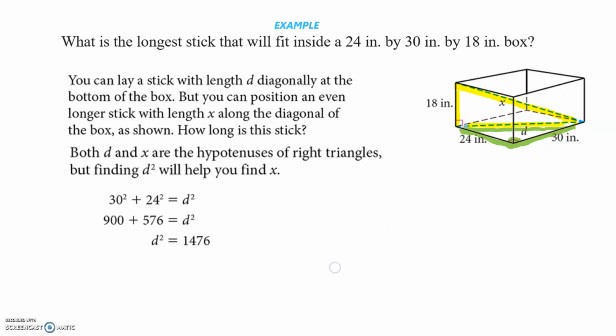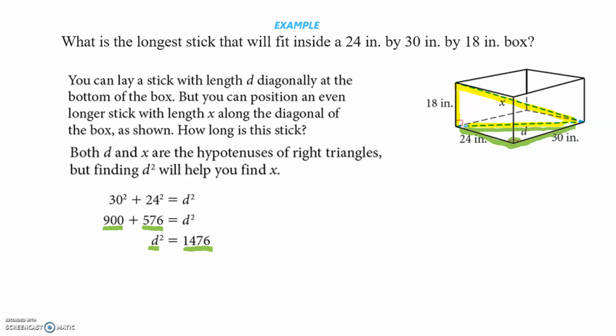So here is the first part, the green triangle, 30 on this side, 24 on this side, so 30 squared plus 24 squared equals D squared. 30 squared is 900, 24 squared is 576. When they add those together, they have D squared is equal to 1,476. Now, they don't go further and say, let's take the square root of both sides to find out what D is, because they're looking ahead to the yellow triangle.